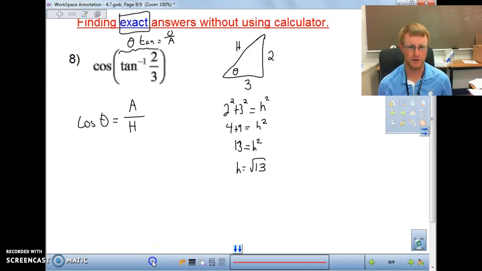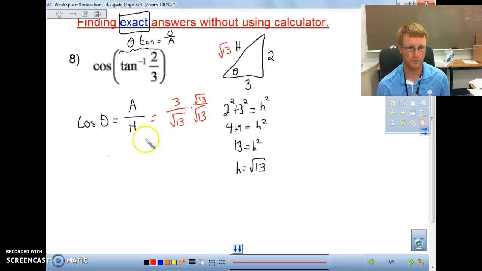So the hypotenuse is the square root of 13. We put square root of 13 on the hypotenuse, and now we can answer this question. Adjacent over hypotenuse, so the cosine of theta is 3 over the square root of 13. We have to rationalize our denominator as always, multiplying by root 13 over root 13. So we have 3 root 13 over 13.